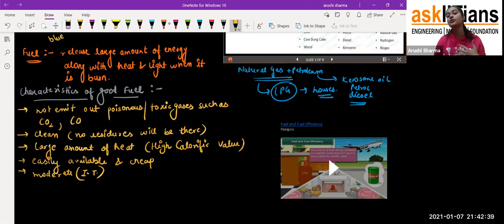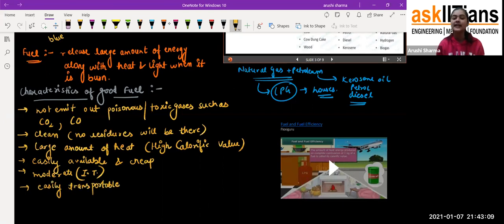And we also don't want a fuel which catches fire very easily, just when we give it a little fire. We want a fuel with a moderate ignition temperature, so that we can use it wisely. Got my point? So these are some of the characteristics of a good fuel. And one of the last is that it should be easily transportable.